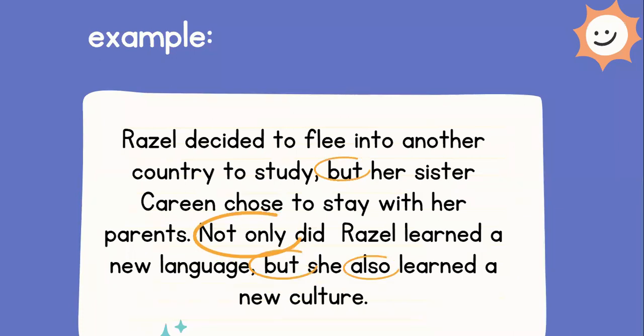So for example, Rizal decided to flee into another country to study, but her sister Karen chose to stay with her parents. Not only did Rizal learn a new language, but she also learned a new culture. So we have there the transitional words such as but, not only, and but also, which are coordinating and correlative conjunctions respectively. So am I clear, class? Well, I guess you're ready to rock on and we'll be learning more things about this one.